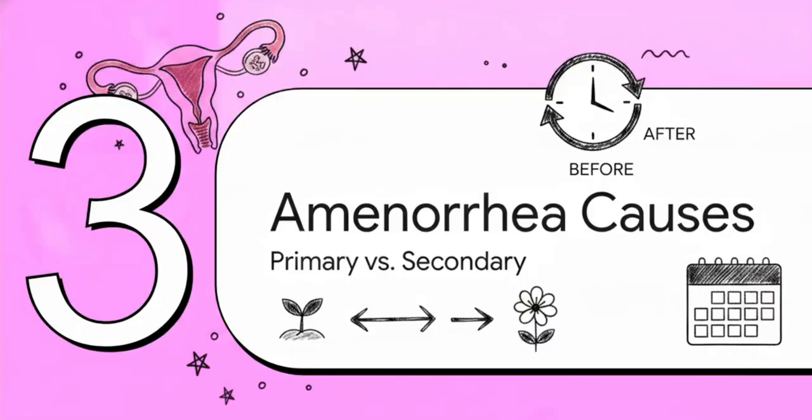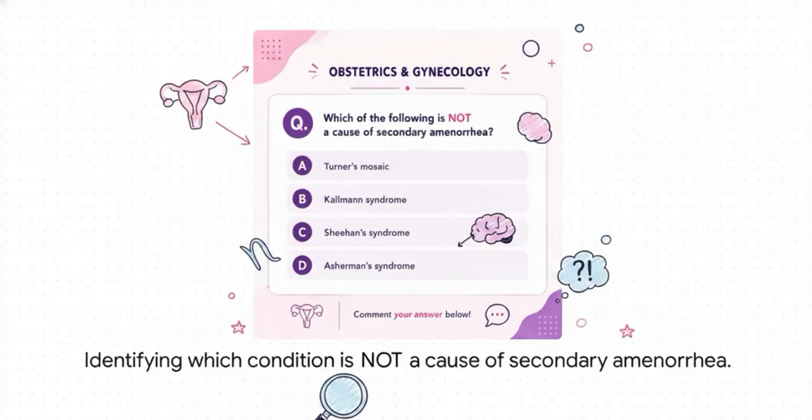Okay, moving right along to Section 3. For our third question, we're going to test your ability to categorize the different causes of amenorrhea. This is all about knowing what happens before menses ever start versus after. Let's look at this challenge. Which of the following is not a cause of secondary amenorrhea? Your options are A, Turner's mosaic, B, Kallmann syndrome, C, Sheehan syndrome, or D, Asherman syndrome.